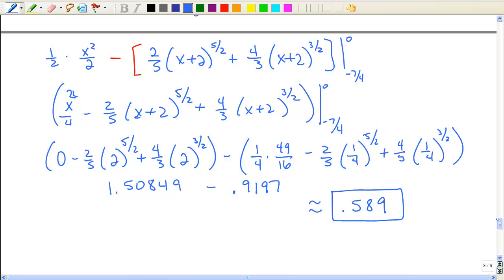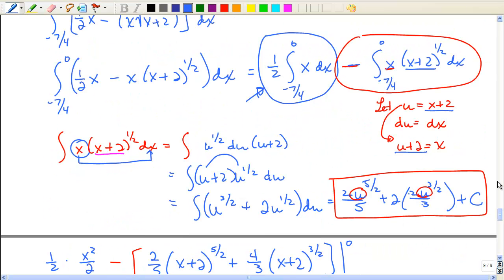I know this is some really what I would call yucky numbers, but thank goodness for calculators. The reason why I did this problem is because the last one on your homework has that same type of integral. And this is the weird integral and what you need to do. It's not that hard, it's just different. So good luck.